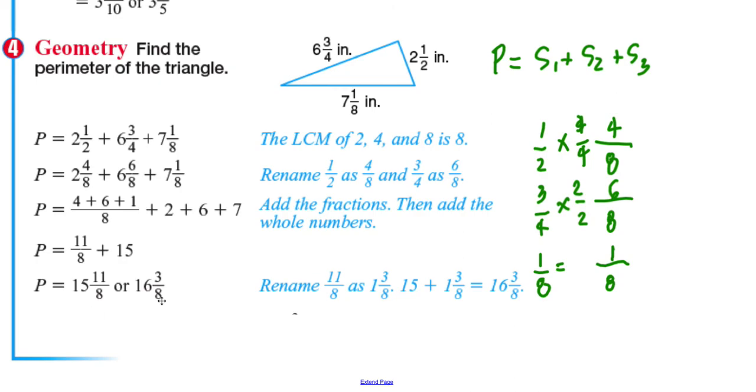Why is it 16 and 3/8? Because we are renaming 11 over 8 as 1 and 3/8, and you add 1 to 15, that'll give you 16 and 3/8. So the perimeter of that triangle is 16 and 3/8 inches.